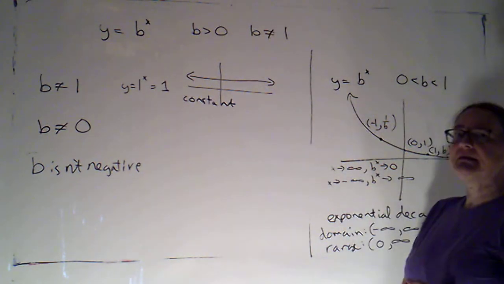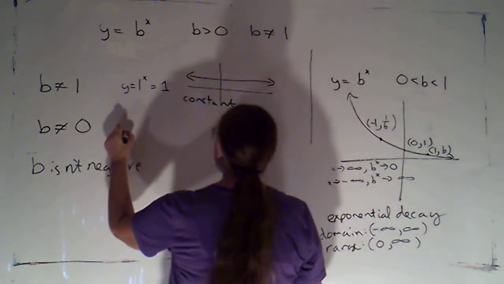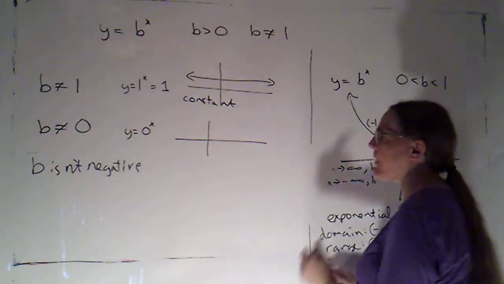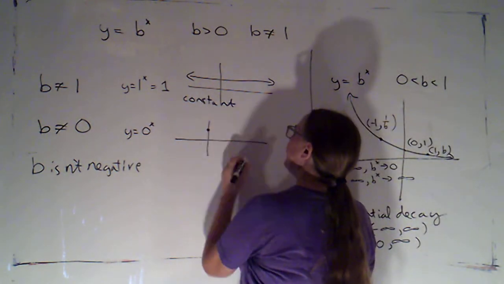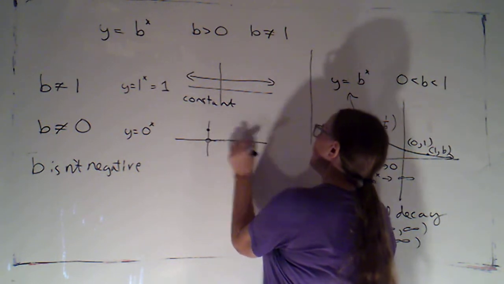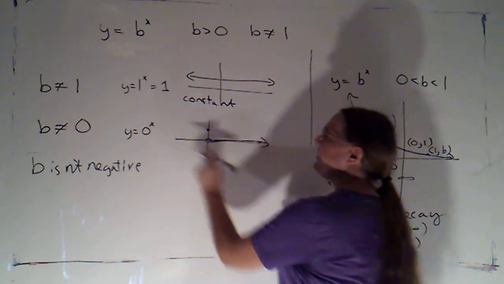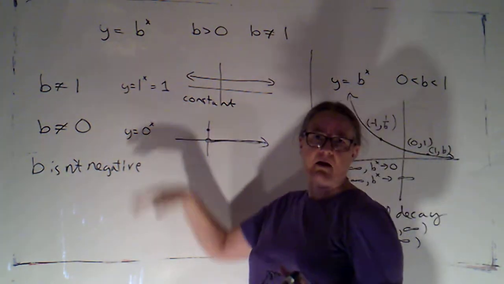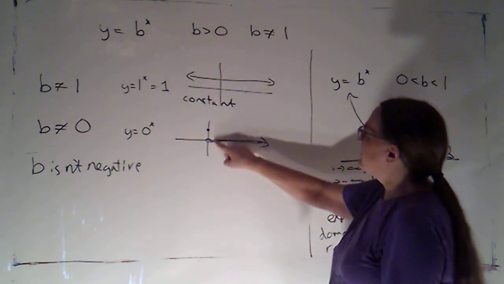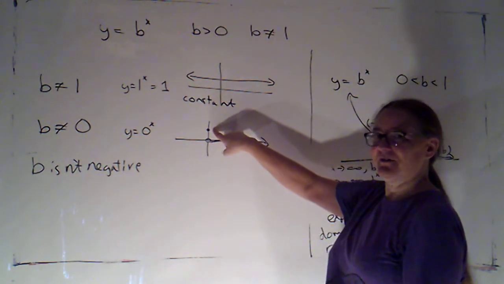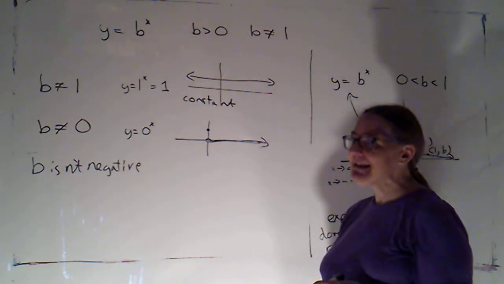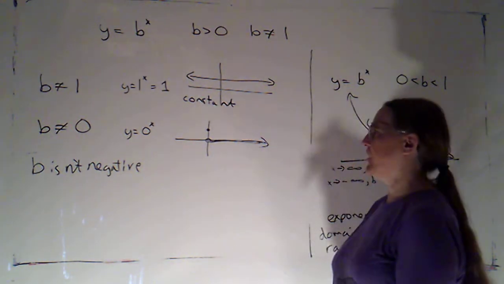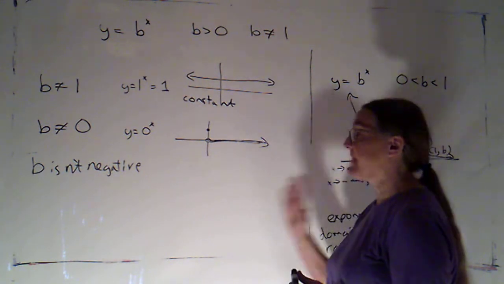Now, we don't allow the base to be 0 either. I could define a function y equals 0 to the x, and it would have a strange looking graph. At 0, it would be up here at 1. To the right of 0, it would be at 0, and it wouldn't be defined to the left of 0. If I've got a positive exponent, 0 to any positive power is just 0. 0 to the 0 is defined to be 1. Some people say that's undefined, but it actually is defined. It is 1. Anything to the 0 power, including 0, is going to be 1. Seems like perhaps a strange rule, but that's the definition.